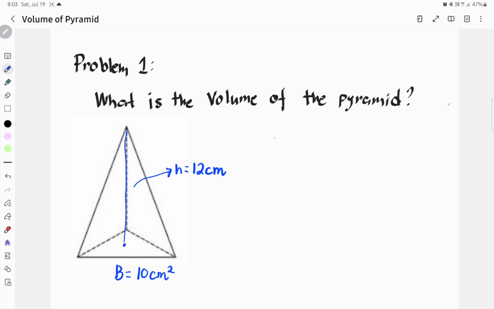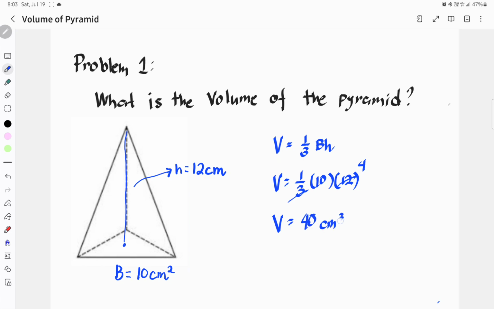Solving that, let's have the volume. Once again, it's 1/3 of the base and height. Volume would be equal to 1/3, substituting the 10 and then the 12. The way to look at that is that we cancel 3 into 12, and this would be 4. So volume would be equal to 10 times 4, which is 40 cubic centimeters as the unit of measurement. So that is how you get the volume of a pyramid.